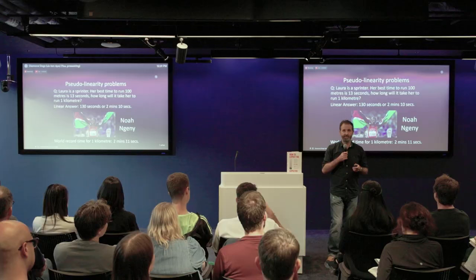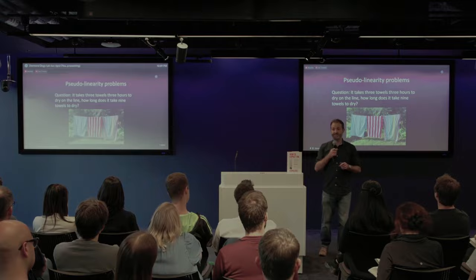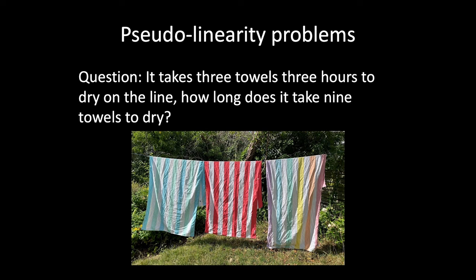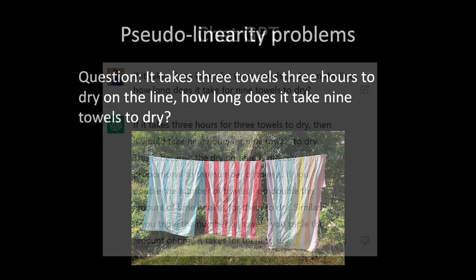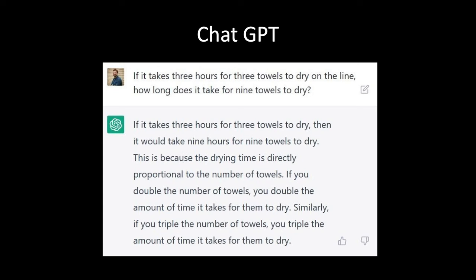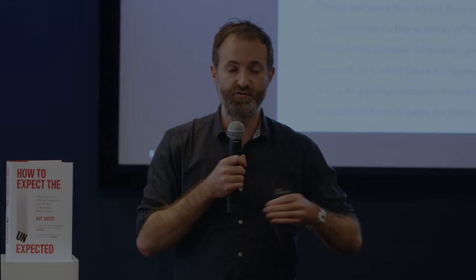Here's another one that I actually asked to ChatGPT. So it takes 3 towels 3 hours to dry on the line. How long does it take 9 towels to dry? What do we think ChatGPT said? Well, here's the answer. ChatGPT said, if it takes 3 hours for 3 towels to dry, then it would take 9 hours for 9 towels to dry. And this is because the drying time is directly proportional, that important linear relationship that we met before. If you double the number of towels, you double the drying time. If you triple the number of towels, you triple the drying time. And of course, if your line is long enough, then it doesn't matter how many towels you're drying. It should still take the same time to dry 3 towels as it takes to dry 9 towels.